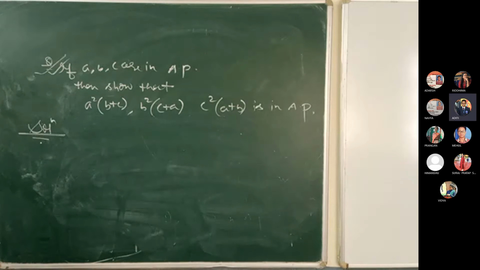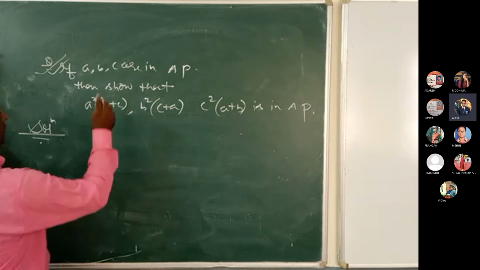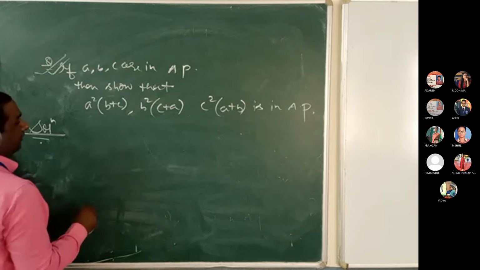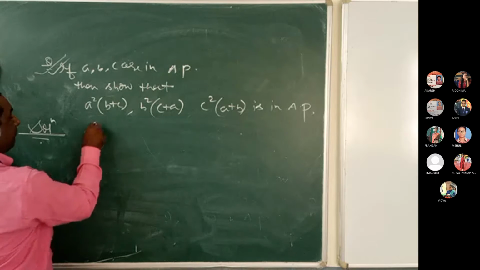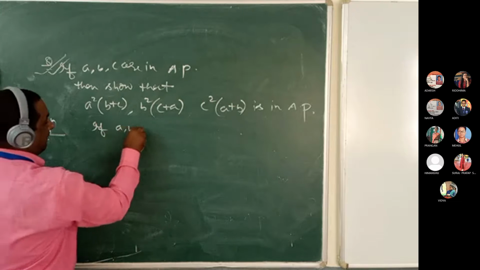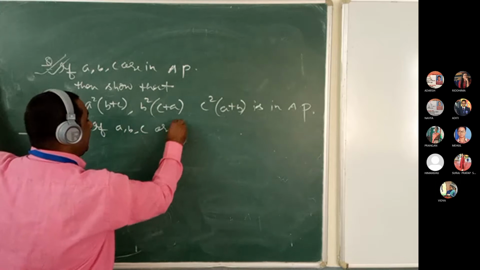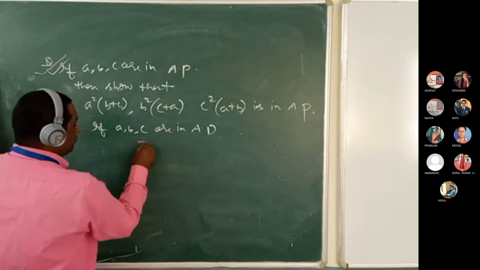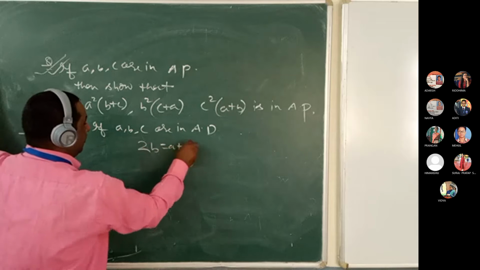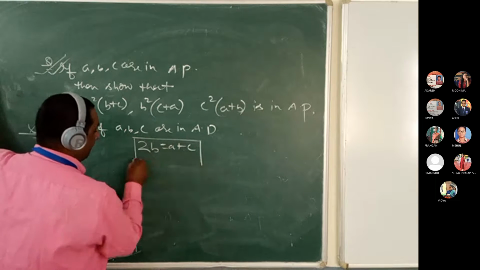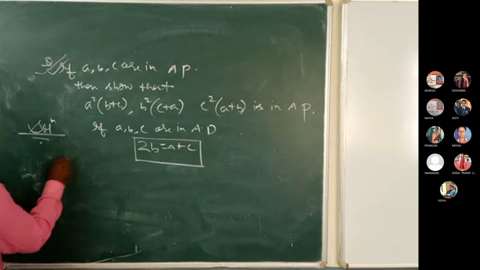सर हम लोग अज्यूम कर लेते कि पहले से एपी में है. हाँ, तो that is the inverse method. सो सर उससे तो बन गया. Okay. So if A, B, C are in AP, it means 2B is equal to A plus C. No doubt? नो सर. नो डाउट सर.